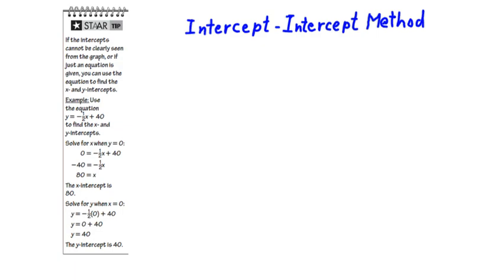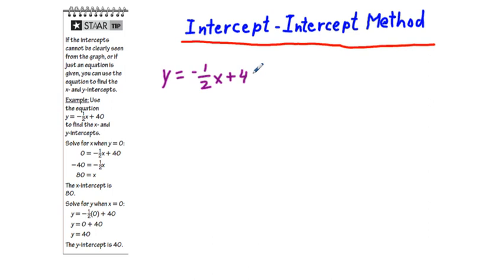Let's go ahead and look at this. Star tip: if the intercepts cannot be clearly seen from the graph, or if just an equation is given, you can use the equation to find the x and y intercepts. And this is what I call the intercept method. You can find 2 intercepts. And they give the example, the equation y equals negative 1/2 x plus 40.